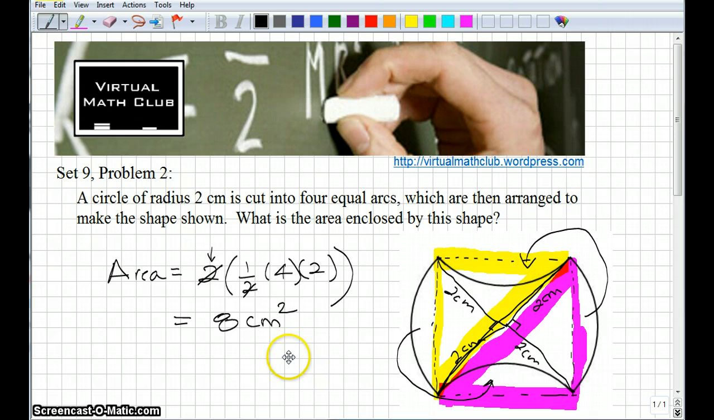Alright? So, there you go. There's the area of that bow tie. We took that bow tie and we made it into a square, and then we were able to find the area.